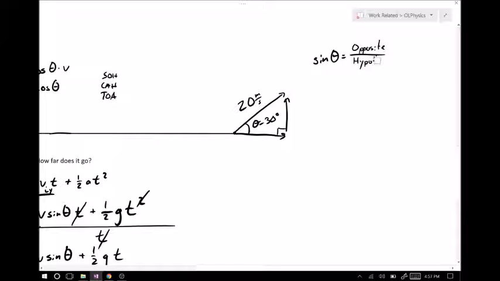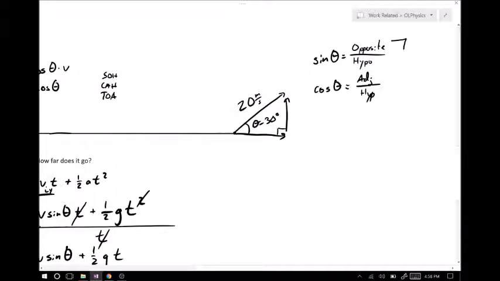Hypotenuse, I'm not going to spell it. I'm blanking out on it right now. The cosine of your angle is equal to your adjacent side over your hypotenuse. And then finally, the tangent of your angle is equal to the opposite side over the adjacent side. If I'm solving for the components, I actually don't need tangent too much. I'm going to be using these two, right?